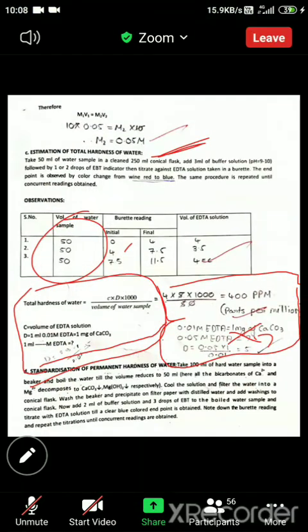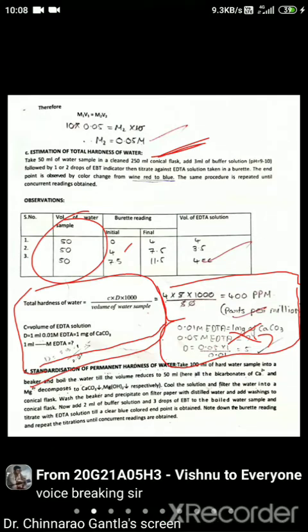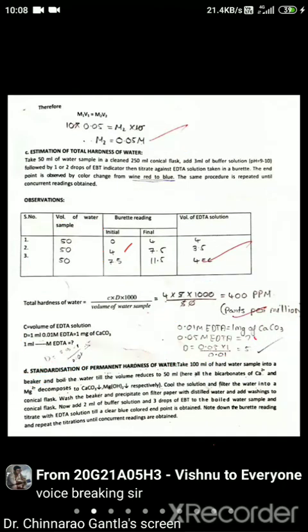To calculate permanent hardness, definitely we must remove the temporary hardness. How to remove temporary hardness? In the process of boiling, temporary hardness is completely removed. Then calculate the permanent hardness. Same procedure is there. Take 100 ml of hot water. Please see this one.